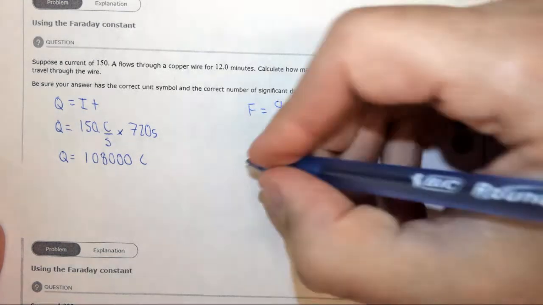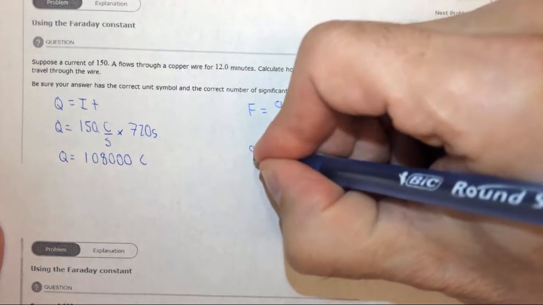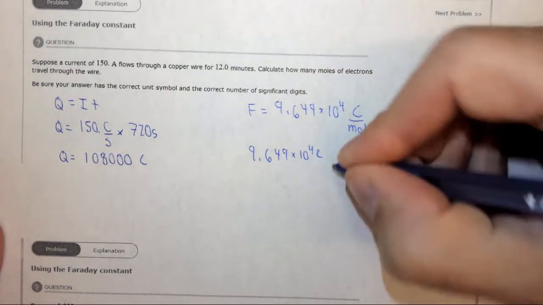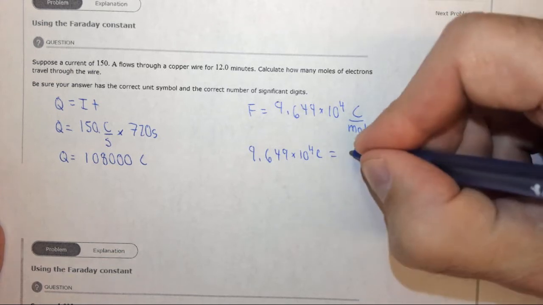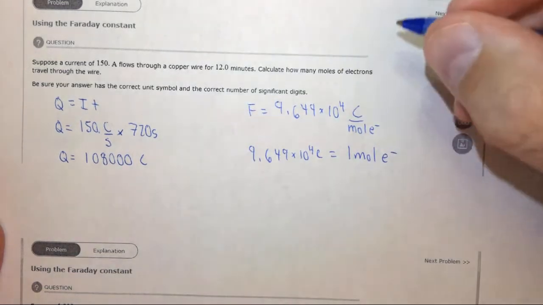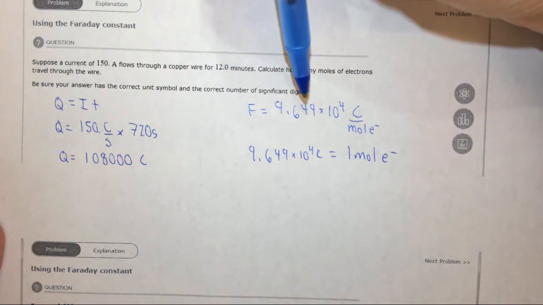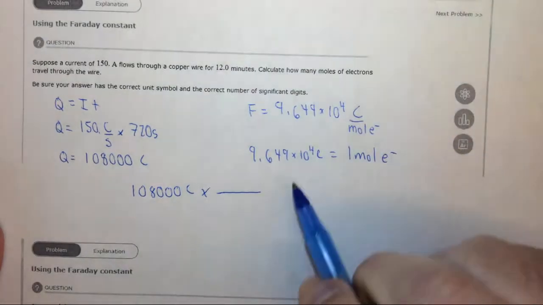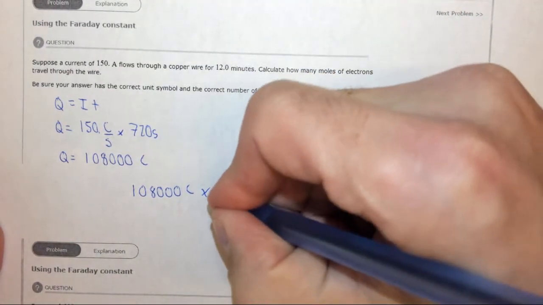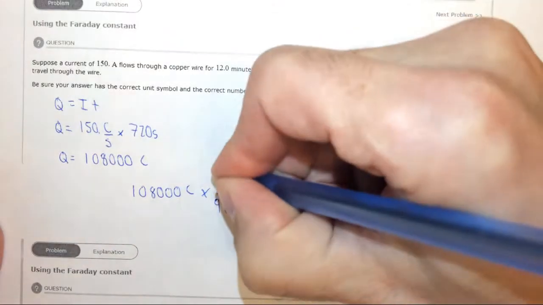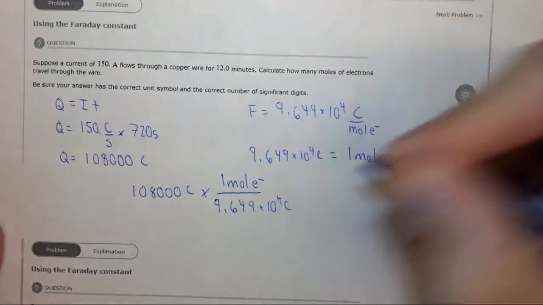And what this means, if we use dimensional analysis, is that 9.649 times 10 to the 4 coulombs of charge is equal to 1 mole of electrons being transferred. So if our ultimate goal is to find the moles of electrons, we want to use the 108,000 coulombs times, well, we want coulombs on the bottom so they cancel out, 9.649 times 10 to the 4 coulombs on the bottom, and 1 mole of electrons on top.